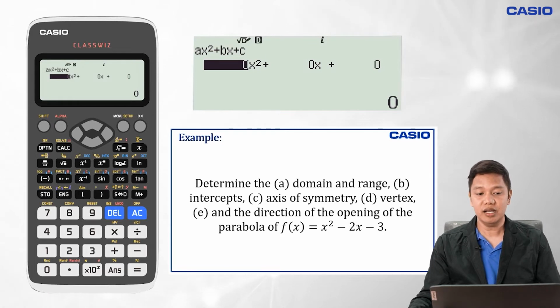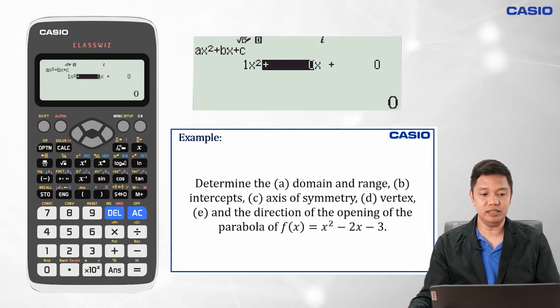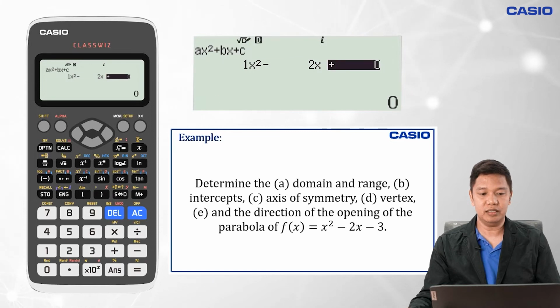In this case, our a is equal to 1. So press 1 and then equals. Our b is negative 2. So press negative and then 2, then equals. And lastly, our c is negative 3. So press negative and then 3 and then equals.